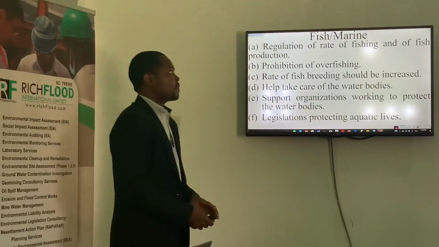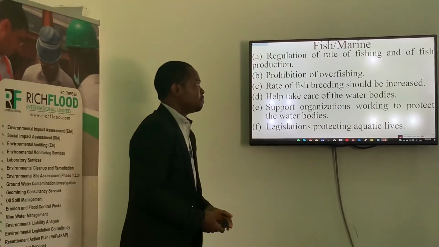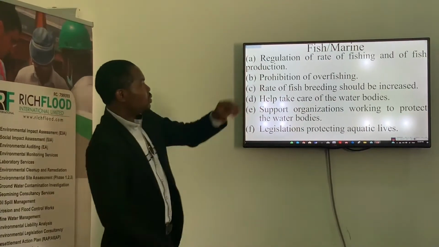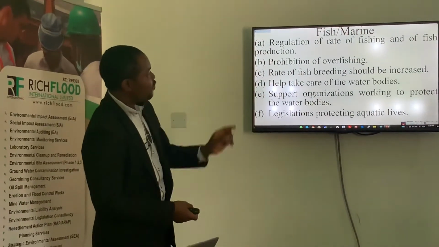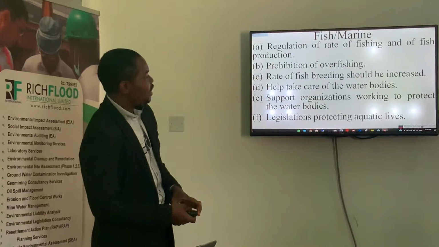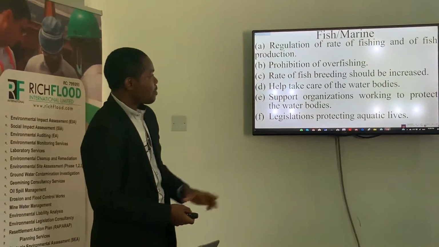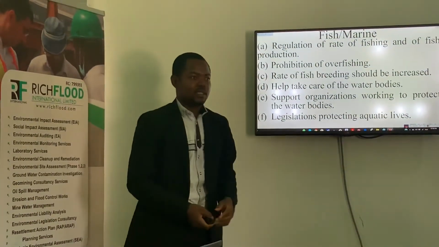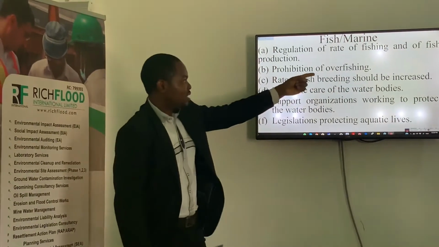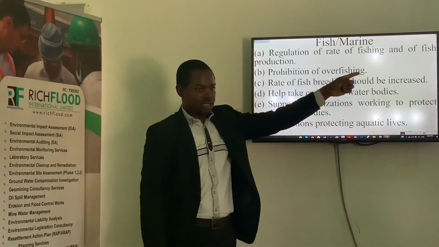We go to the next, the fish and the marine. One of the methods is regulation of rates of fishing and of fish production. Prohibition of overfishing. This, presently, is a menace in our society.